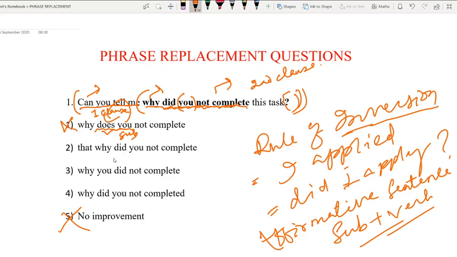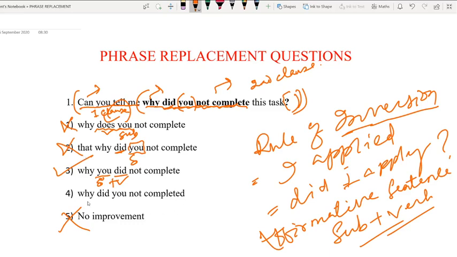Now let us go to option number 2. Why did you not complete? Okay, fine. Here again you see you, the subject, and did, the helping verb of past tense, has come before it, and that's why it is also eliminated. So option number 3, which says why you did not complete. Absolutely, you can see here subject and the verb of past tense, that is did, has come after you. Absolutely a correct structure this is, right? So option number 3 is absolutely correct.